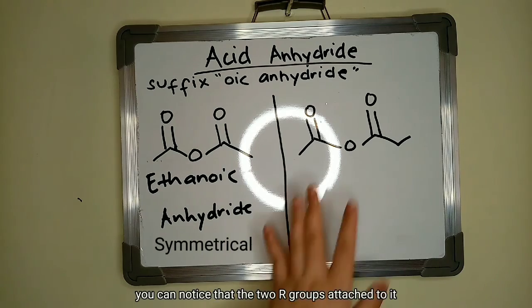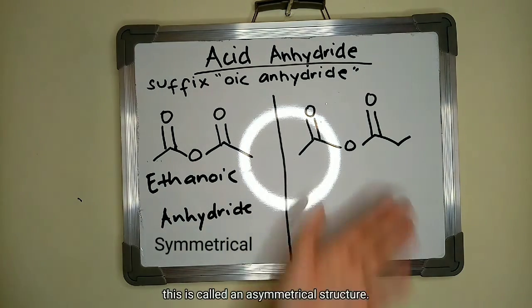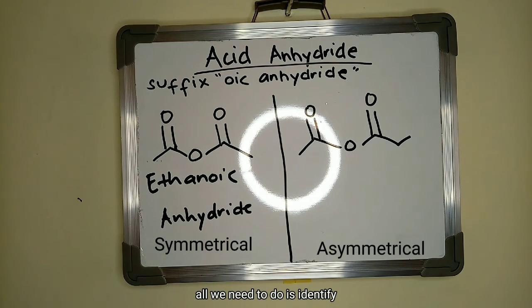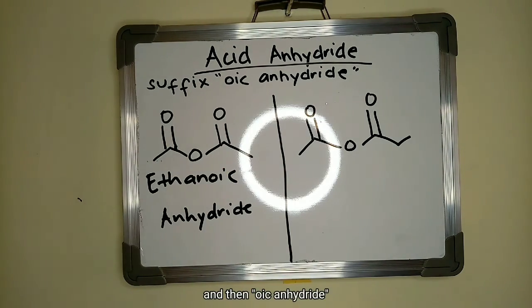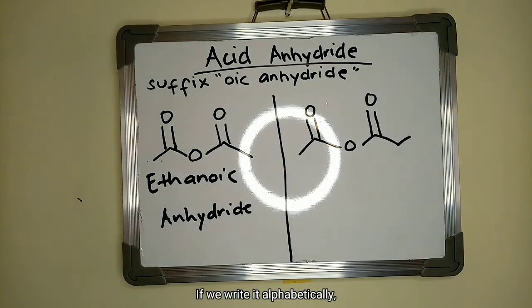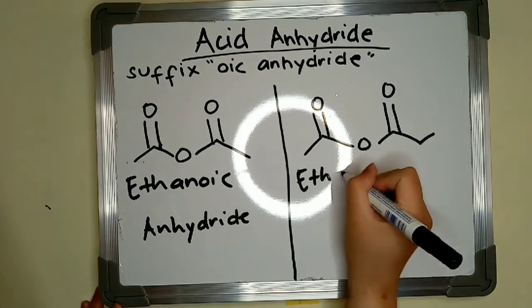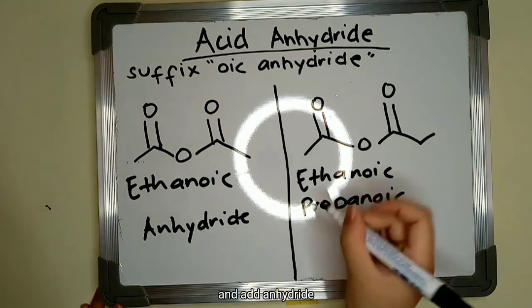Another structure right here, you can notice that the 2 R groups attached on both sides are different. In principle, this is called an asymmetrical structure. On how to name it, all we need to do is identify how many carbons there are on both sides, and then add the suffix oic for the first group, and then oic anhydride for the second. Here, we can see that this is ethane and this is propane. If we write it alphabetically, this would be ethanoic propanoic anhydride.